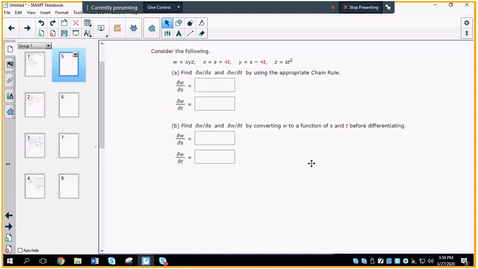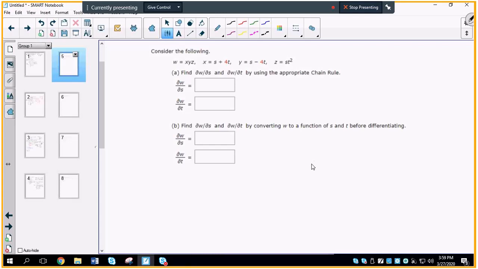This time x and y both are functions of both variables s and t, whereas z is a function of s and t as well, and w is a function of all three of them. And I'm interested in learning how much is del w del s, del w del t. And eventually, we're going to find del w del s and del w del t by converting w to a function of s and t before differentiating. So let's first do the first way using the chain rule.